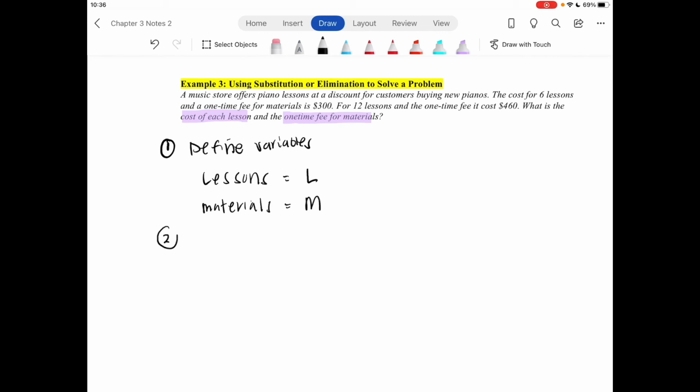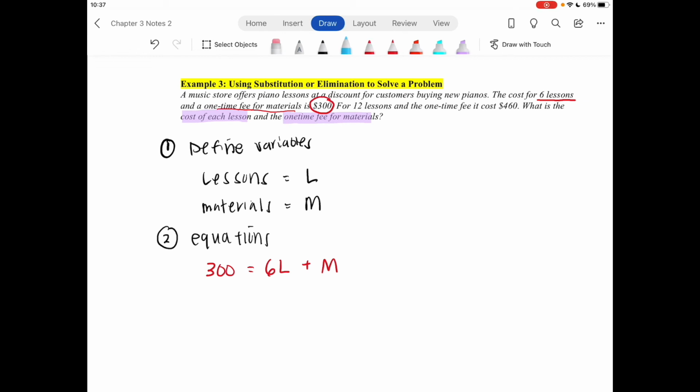Now we're ready to write our equations. A tip for writing equations is to look at what is your total? What are you trying to write the equation about? Going to the second line, it tells us that the person is going to be paying $300. So that's one of our totals. But what do they purchase in order to reach that $300? Well, they have 6 lessons, so that would be 6 times L, since that's how many lessons they took, and they had that one-time fee for materials. So we're going to have to add M, our cost of materials.